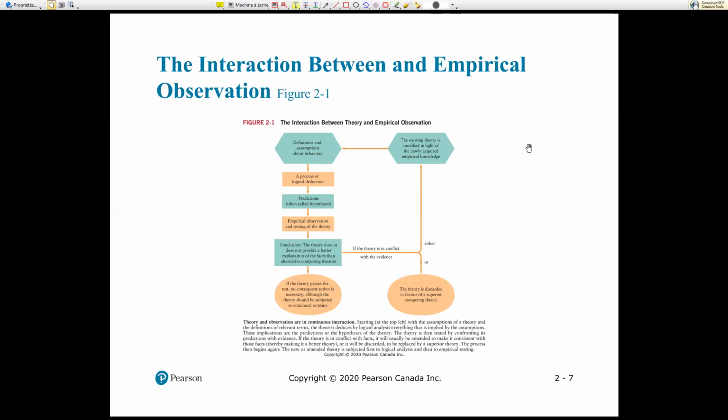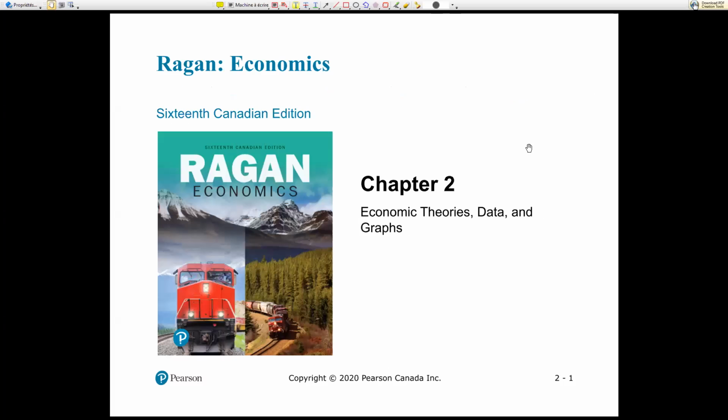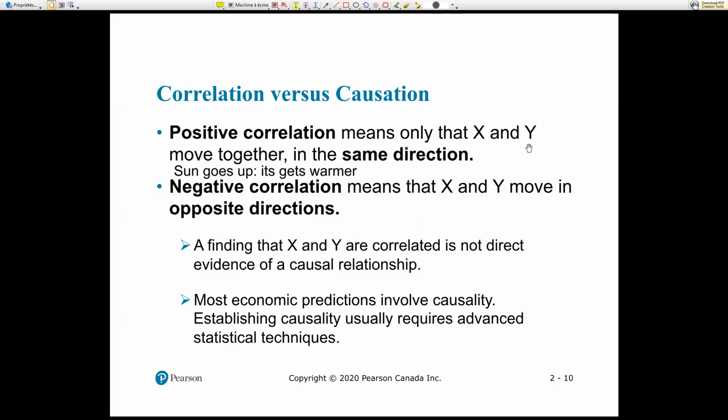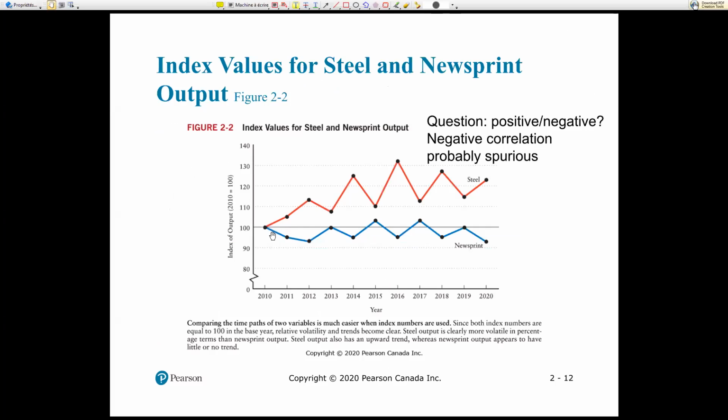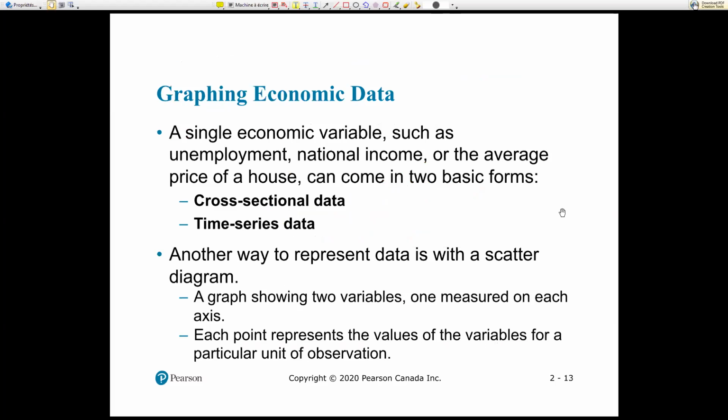So for instance, in this case, it looks like there is some inverse correlation, because when steel goes up, newsprint goes down, and vice versa. Does that mean anything? Who knows? Maybe it's just an accident and it's going to change. But if it never changes, then maybe there's something. It looks spurious, because we have to use our judgment for it.